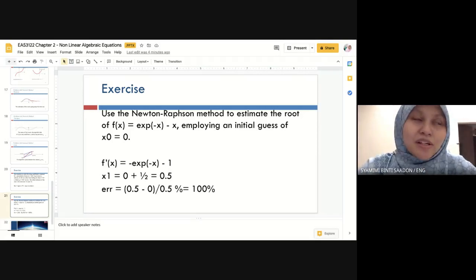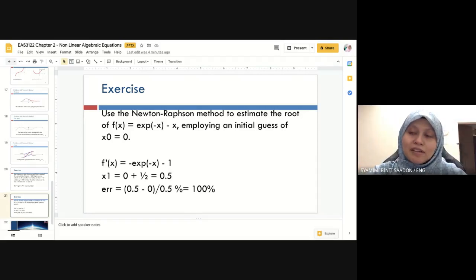So we see here by using Newton-Raphson method, the calculation is much faster. We just use the formula, instead of just now in the bisection method where we have to check signs, etc.